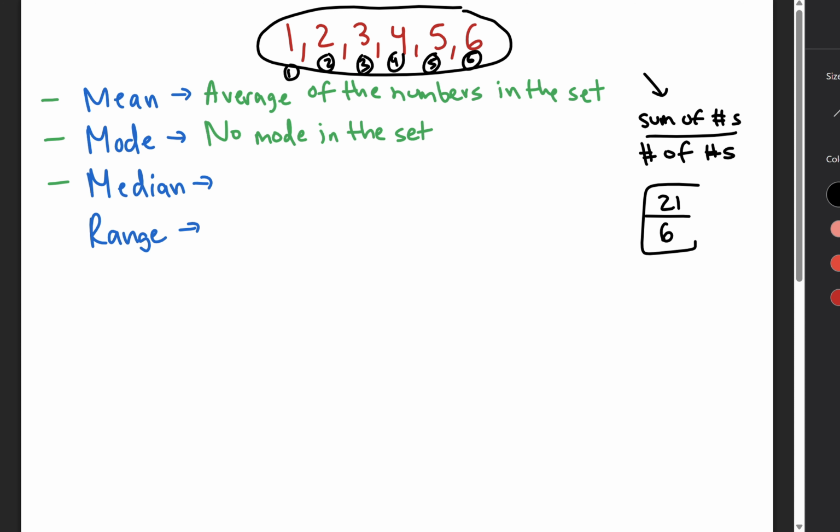And right here we have the mean. Now obviously this isn't a whole number. Sometimes your mean will be a whole number, sometimes it'll just be a rational number. Either way, we can simplify this to 7 over 2, and that is your mean.